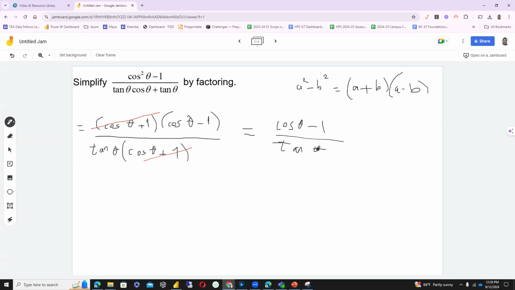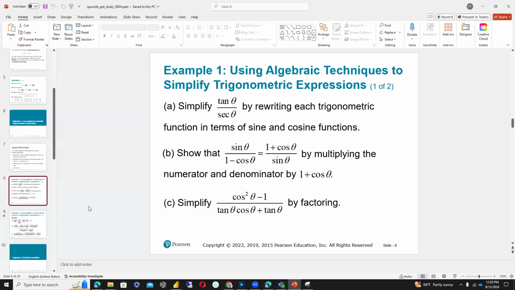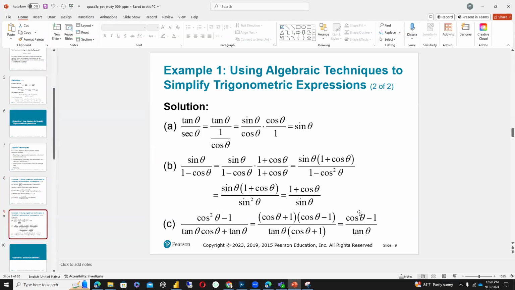This is how I can simplify this question by using factoring. So I'm going to take you guys back to the slide, and on the slide, that's the work they have done here. And then they got the same answer as we did.